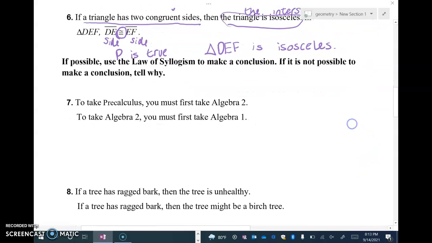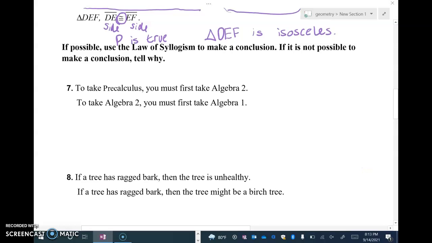Now let's practice with law of syllogism. Same thing, if we can't make a conclusion, we have to explain why. So we have to take pre-calculus, you must first take algebra 2. Again, this is still conditional. We've had more practice with our if and then statements, right? So let's write it up here.